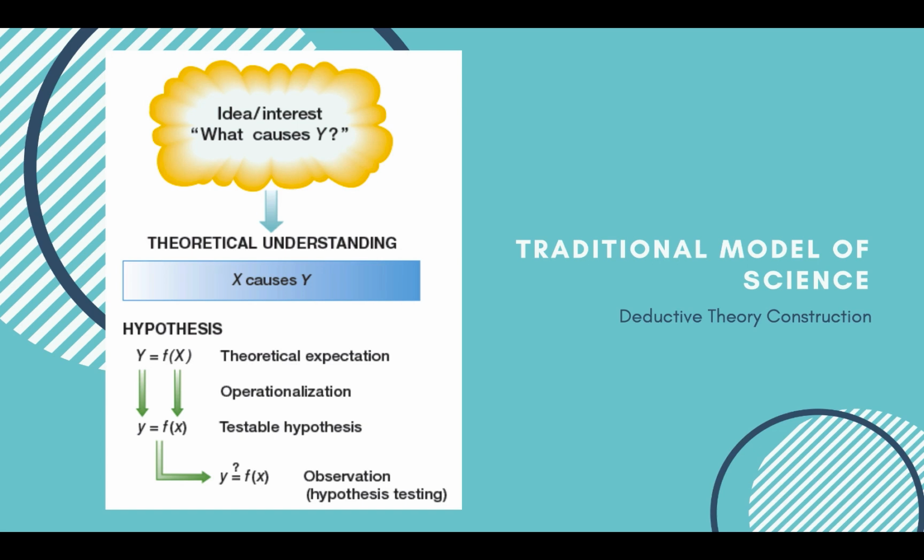Finally, this is just an example again of the traditional model of science. We say, what causes why? Well, we have a theoretical understanding of what causes why. We lead to a theoretical expectation, we develop hypotheses, and then we start collecting data, go through observations. But again, that may not be the way that things operate nowadays, but this was the traditional model of science for many years.